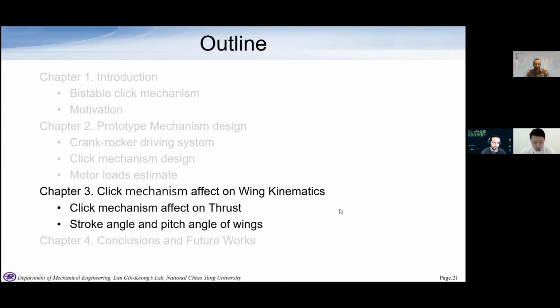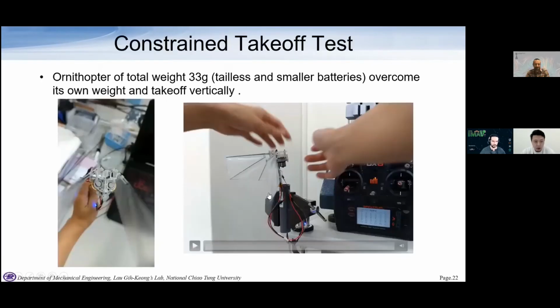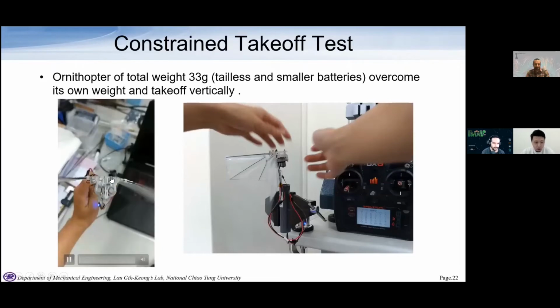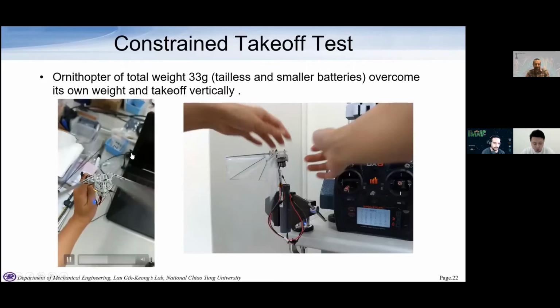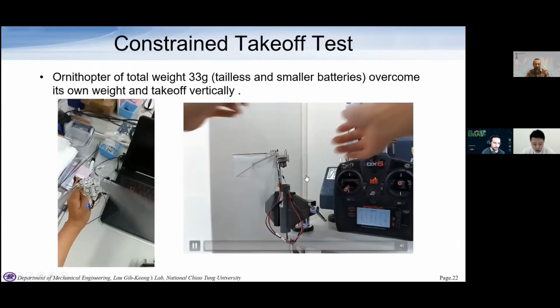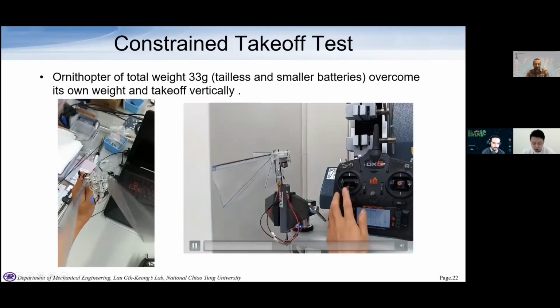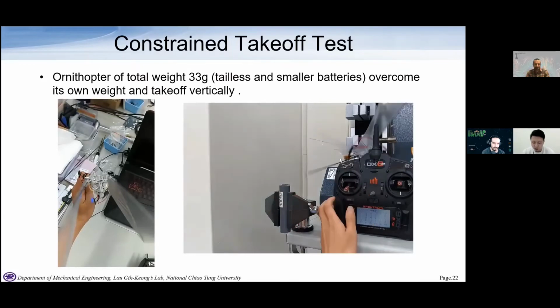Then we started to test the dynamic performance of the ornithopter with the click mechanism. We took the tail off and did the takeoff test. This slow motion video shows how the wings flap. And this video shows that it overcomes its own weight and takes off, which means it generates at least 33 grams of thrust.